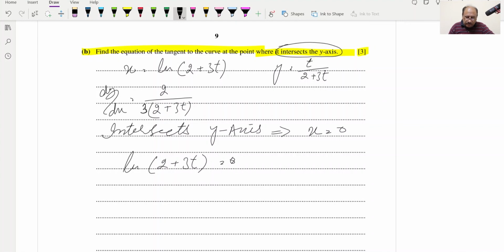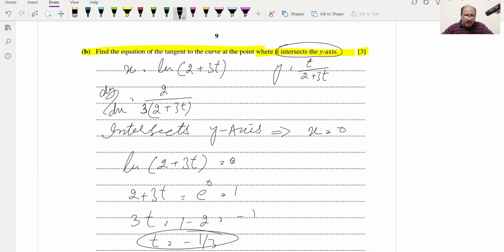And we can take e on both sides. So 2 plus 3t is equal to e raised to 1, which is equal to e raised to 0, which is 1. So we can write it as, no, this will be gone. So it will be 2 plus 3t on this side. Now 3t will be equal to what? 3t is equal to 1 minus 2, which is equal to minus 1. So t will be equal to minus 1 over 3.